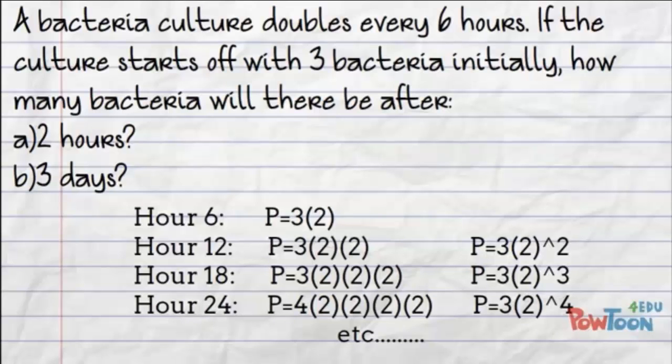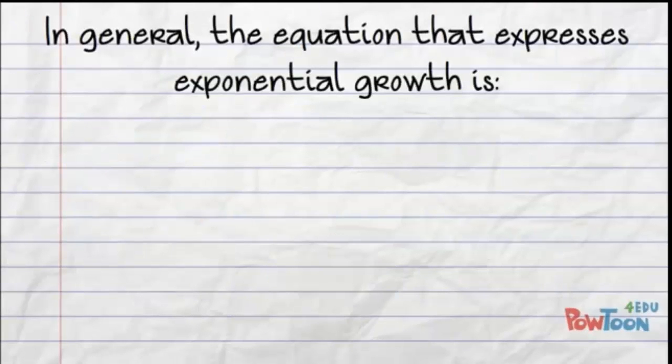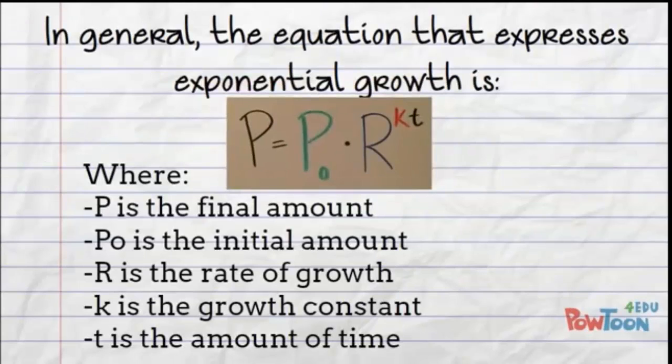Luckily, there's a formula to help us out. In general, the equation that expresses exponential growth is P = P0 times r to the exponent of k times t, where P is the final amount, P0 is the initial amount, r is the rate of growth, k is the growth constant, and t is the amount of time.